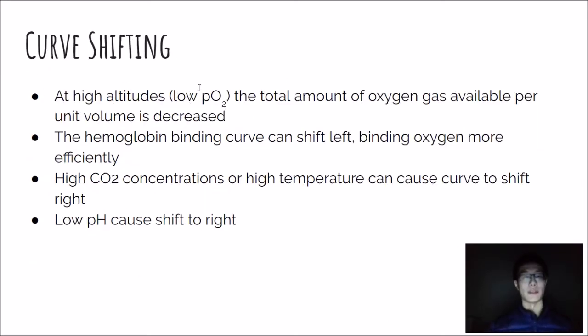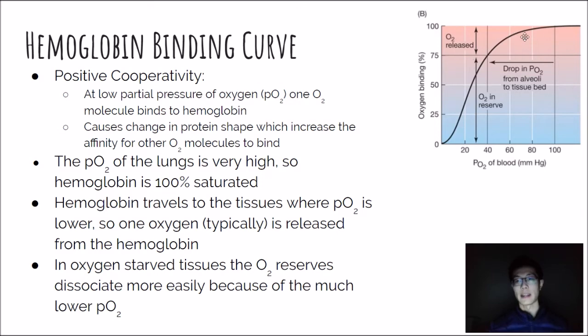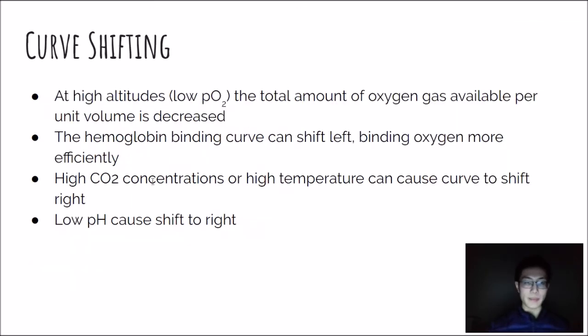Firstly, high altitude. So if you're at the top of Mount Everest, there's going to be really low partial pressure of oxygen. So the total amount of oxygen gas available in the surrounding per unit volume is going to be decreased. What this means is that the hemoglobin binding curve can actually shift left. So this curve can actually shift to the left, which is maybe more like this. And by shifting left, we're more readily going to bind oxygen. So we're going to bind oxygen more readily, we're going to bind it more efficiently, and not lose it as easily.